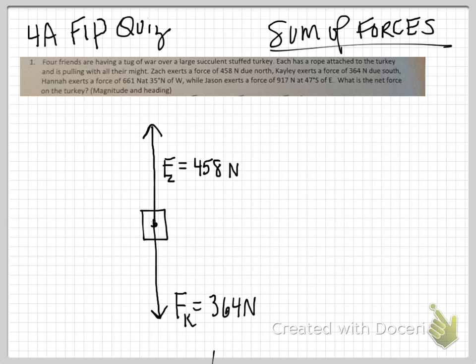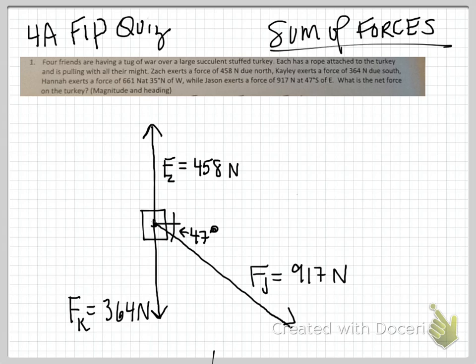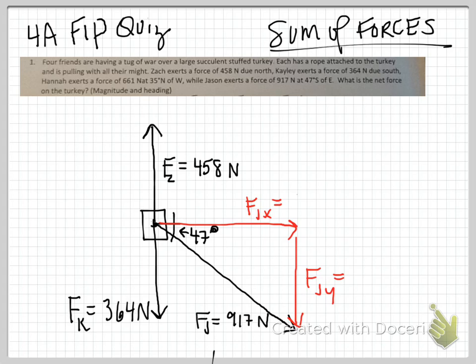Now we have a couple other forces that are not all on one axis, so we'll have to resolve them into their components. So the first of the 2 forces that we're going to have to resolve is the force of Jason, which we're told is 917 newtons at 47 degrees south of east. So knowing that, we can draw in the force of Jason on the x and the force of Jason on the y.